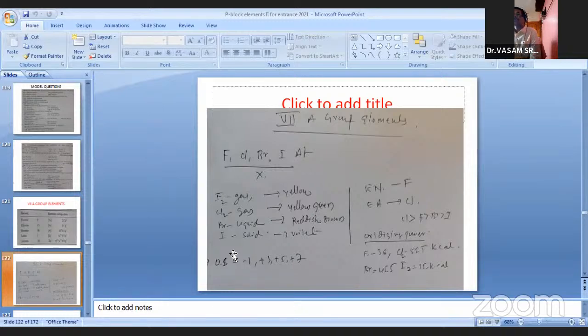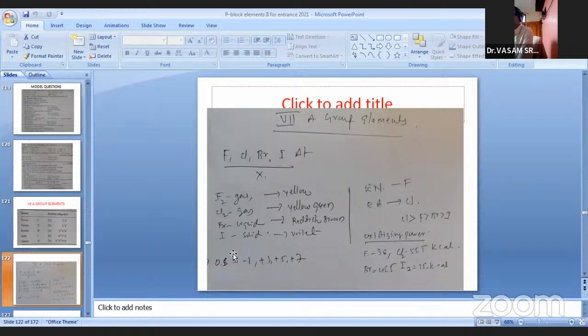Only one electron is lacking. That's why the common oxidation state is -1. If it gains one electron, it goes to the noble gas electron configuration. So that's why all halogens exhibit -1. It is applicable only with fluorine.